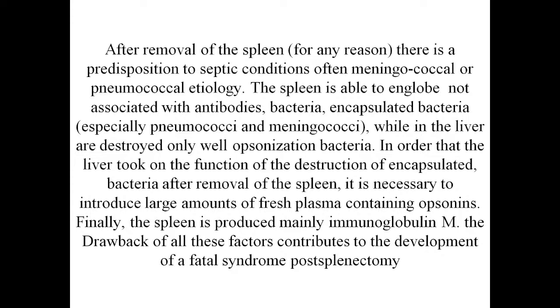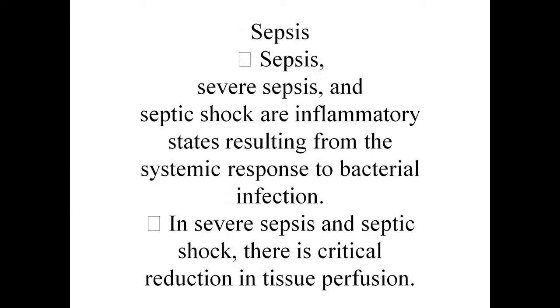Finally, the spleen produces much immunoglobulin M. The deficiency of all these factors contributes to the development of a fatal syndrome, post-splenectomy sepsis.